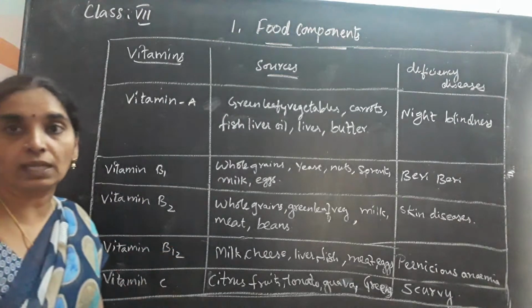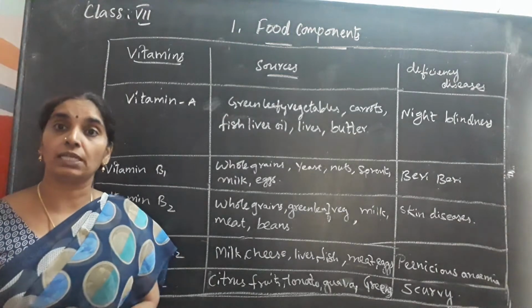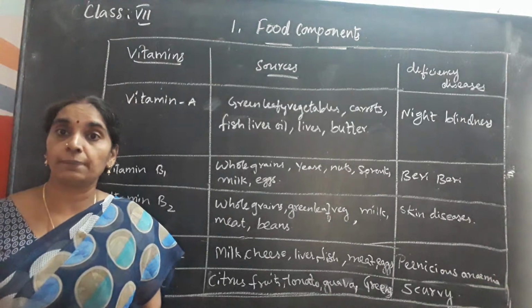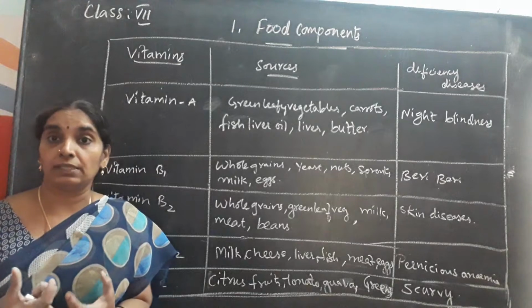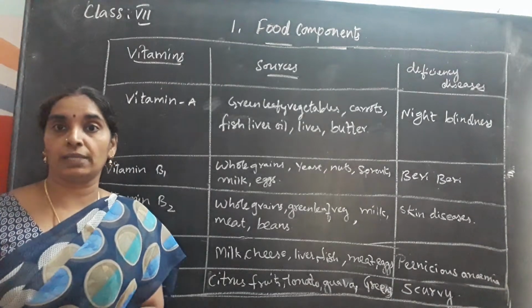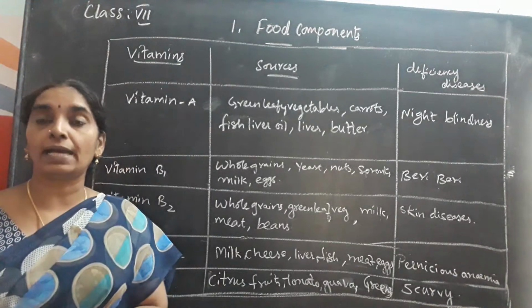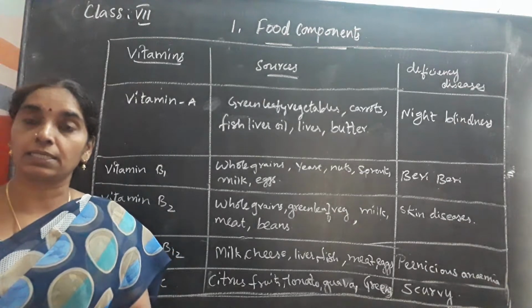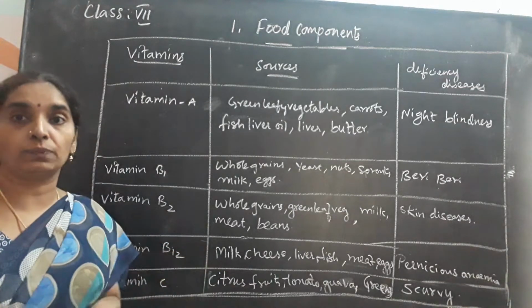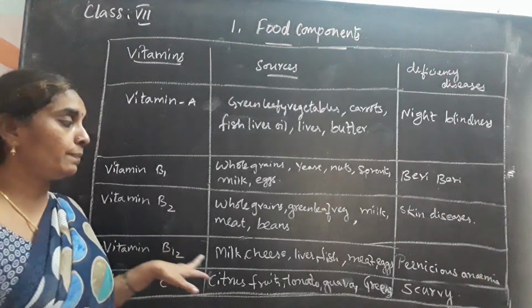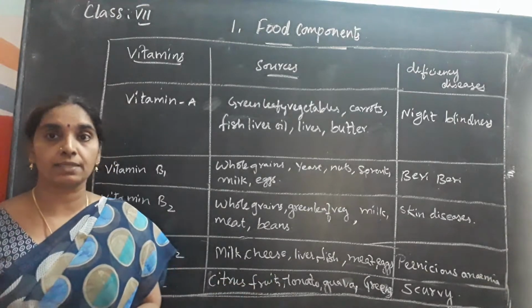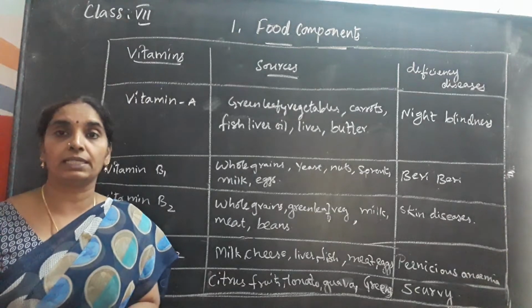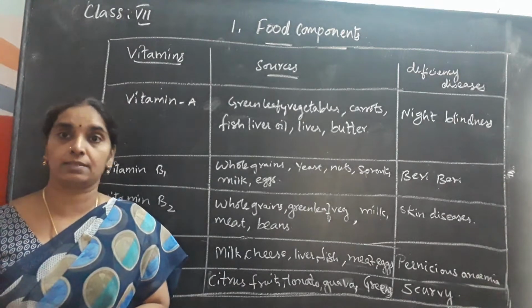Next, coming to B12, if it is deficient in our body, we suffer from pernicious anemia, that is lack of iron, bloodlessness in our body. Doctors normally observe your eyes and see that you are anemic, isn't it? It's due to the lack of vitamin B12 in your diet. So you should be supplied with milk, cheese, liver, fish, meat, and eggs. When you are supplied with these food items, you will soon recover.